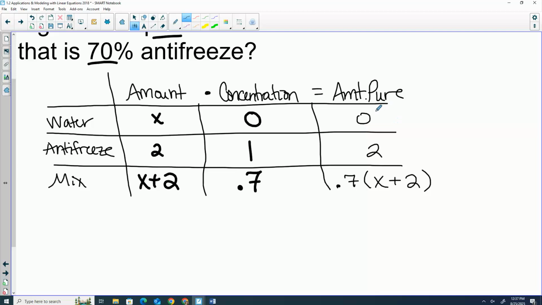So here's how much antifreeze was in my water, how much was in my pure, and how much is in my total. The equation is the same every time. You add the 2 things you're mixing to get your total. So when I'm mixing, my equation is just this column. So we have 0 plus 2 equals 0.7 times X plus 2.